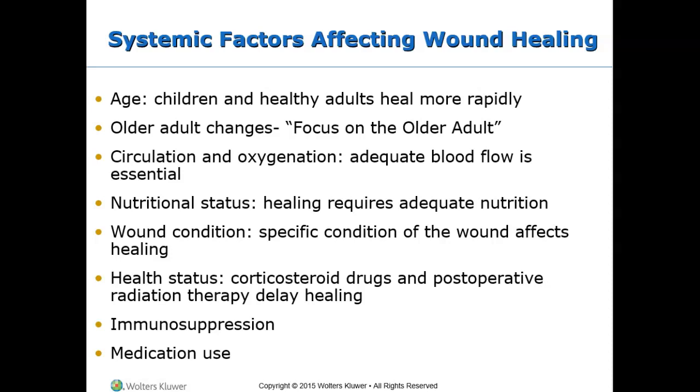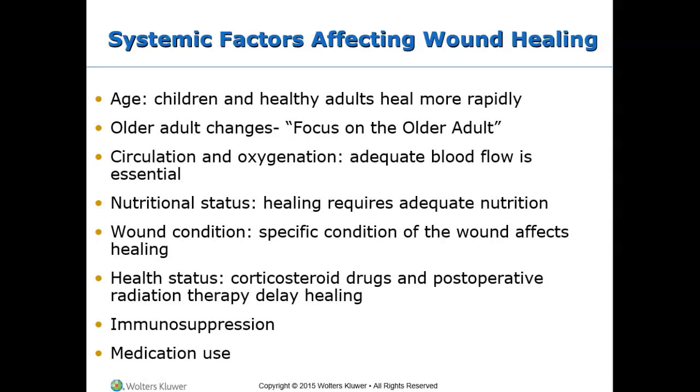Impaired circulation and oxygenation to the tissues prolongs healing also. So remember, your diabetic patients, that's why they have more of a risk of amputation, because they have impaired circulation and oxygenation. If your circulation is impaired, so is your oxygenation.